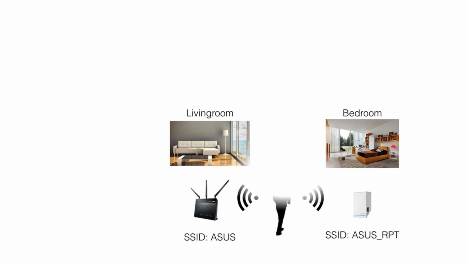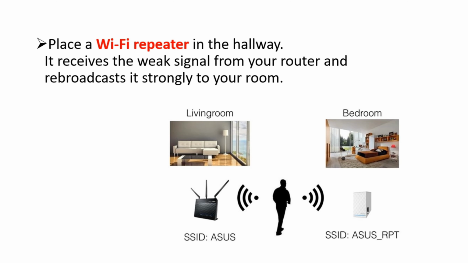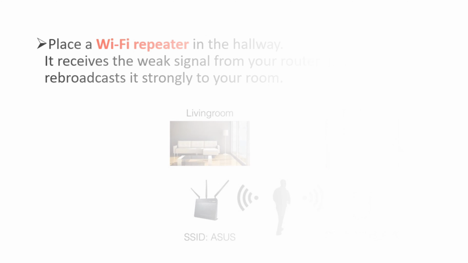Let's say your Wi-Fi doesn't reach your bedroom. You can place a Wi-Fi repeater in the hallway. It receives the weak signal from your router and rebroadcasts it strongly to your room. That's a real-world use of a repeater.